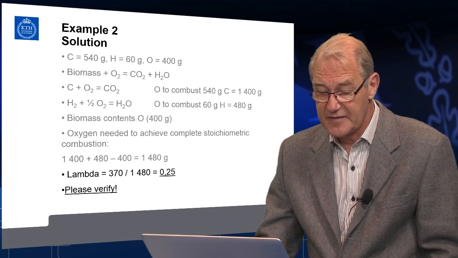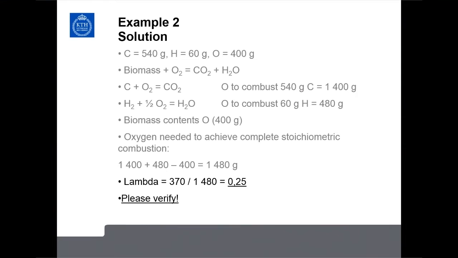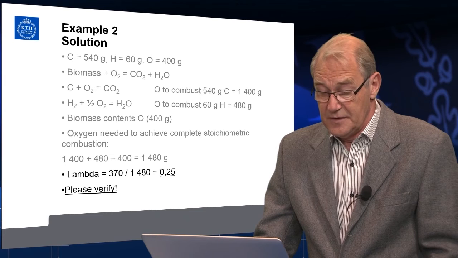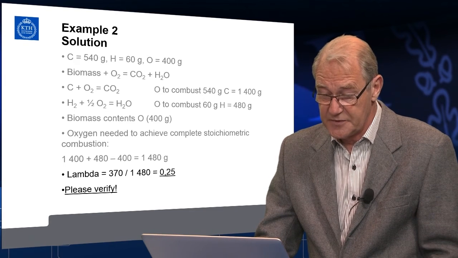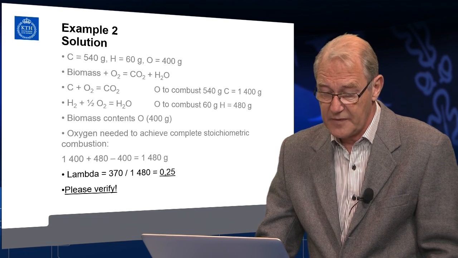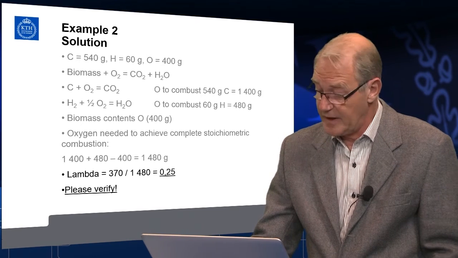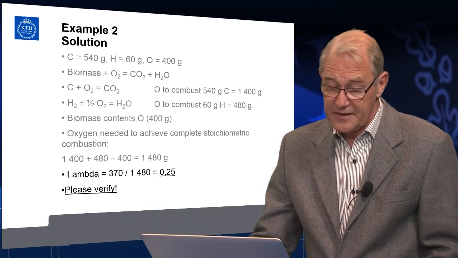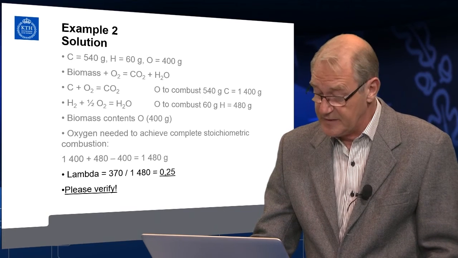Then we can calculate the lambda value since we know how much oxygen was fed into the system. It was given as 370 grams. We have use for 1,480 grams in order to have complete stoichiometric combustion, and this ratio ends up to be 0.25. So this is the lambda value for this process. And I think it would be good if you could verify these numbers for yourself, so you are sure that you can use and understand the ratios that we have just abbreviated.